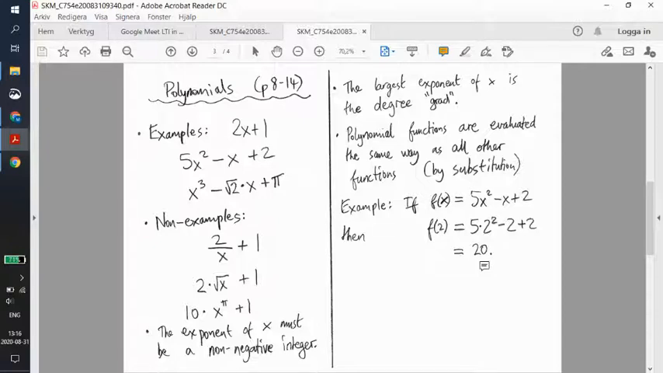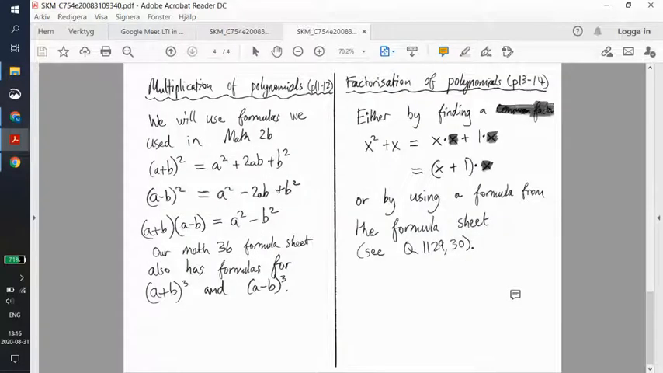So on those pages 8 to 10, you'll be able to practice evaluating polynomials and substituting and so on. So let's look at the next things now. On pages 11 to 12, you'll learn about multiplication of polynomials. Really, this is largely a revision of what we did in Math 2B, that we have these 3 formulas. In Swedish, these are called första kvadreringsregel, andra kvadreringsregel, konjugatregel.